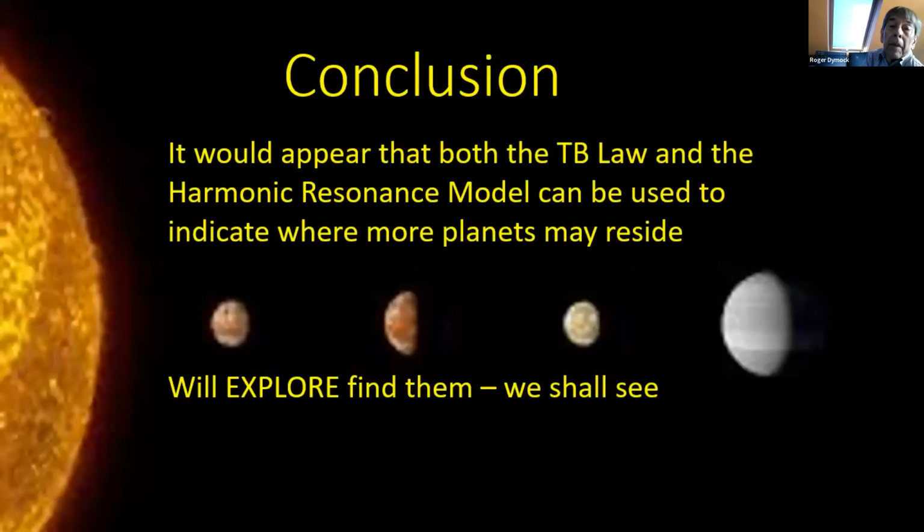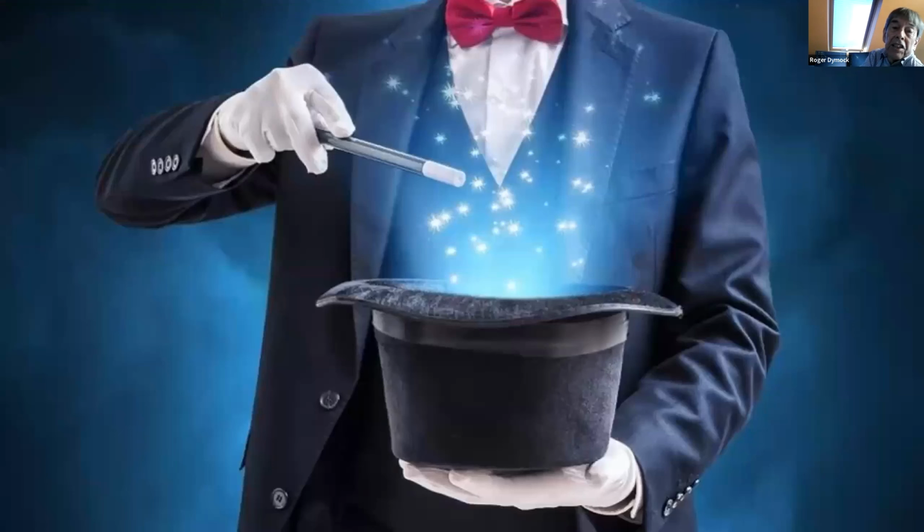So some astronomers support the idea that the harmonic resonance model, and or the TB law can indicate where new planets might be, and some are skeptical. So is there some truth in this? Could it help us to find additional planets? Or is it just all make-believe?